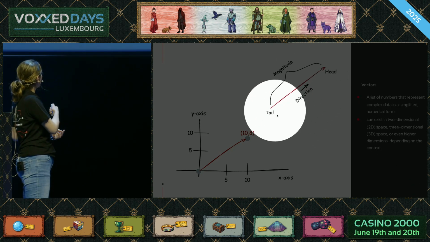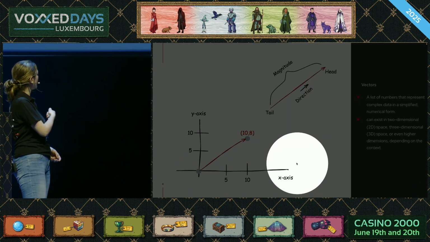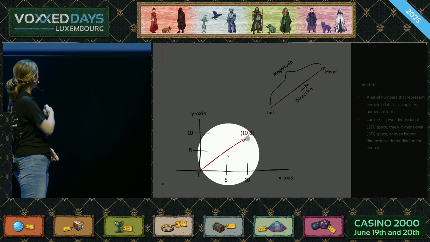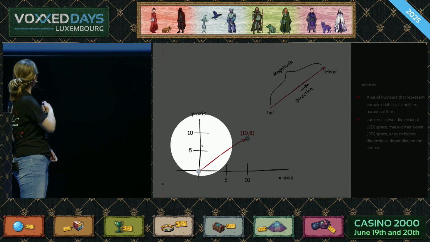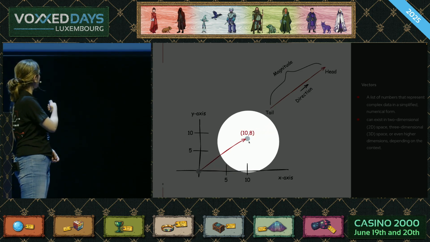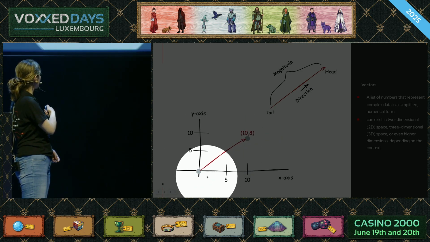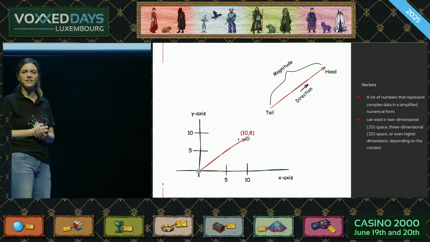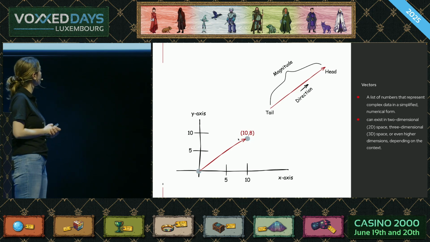So here there is the x-axis, which in our case we have placed at 10, and then we have the y-axis, which is at 8. So this is how the vector would look. It's like this: first the x-axis and then the y-axis. That's really what a vector is in a very simplified form.